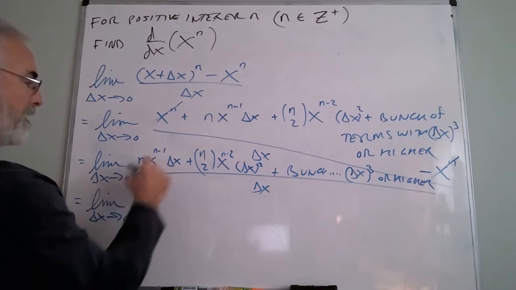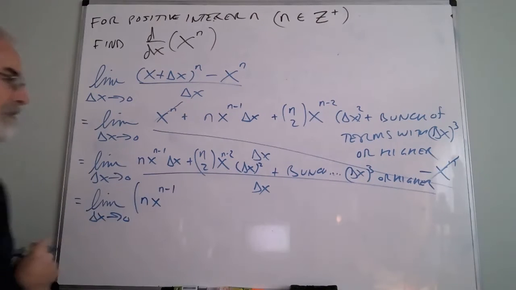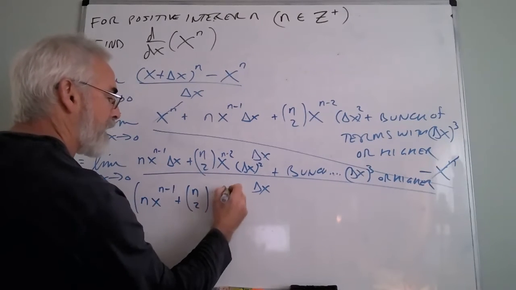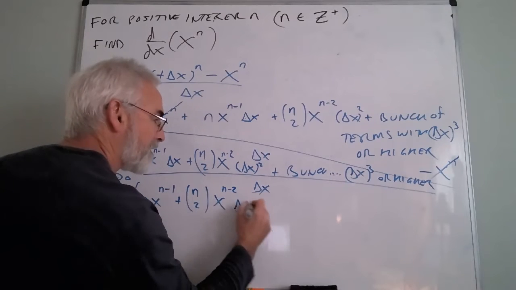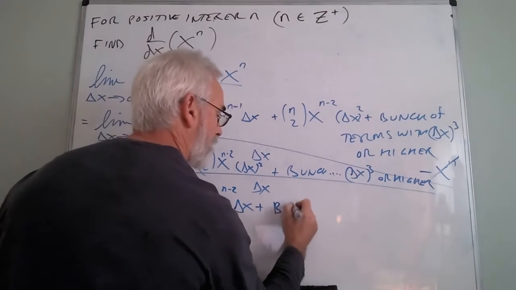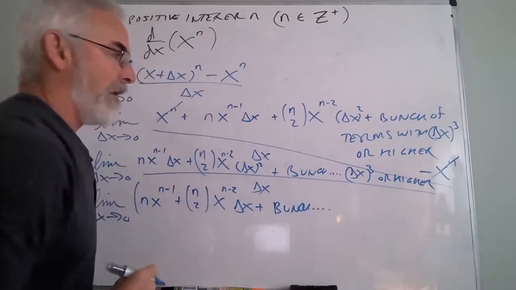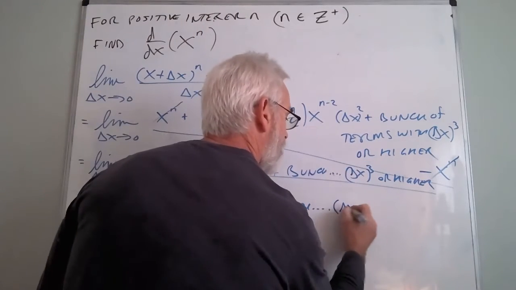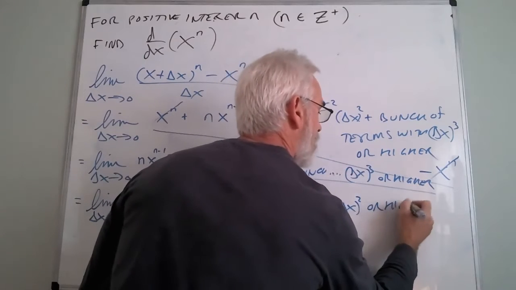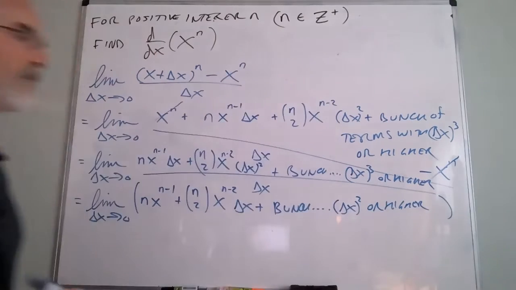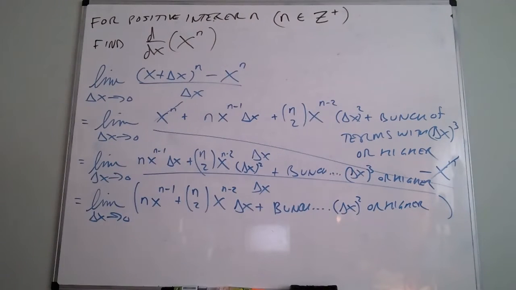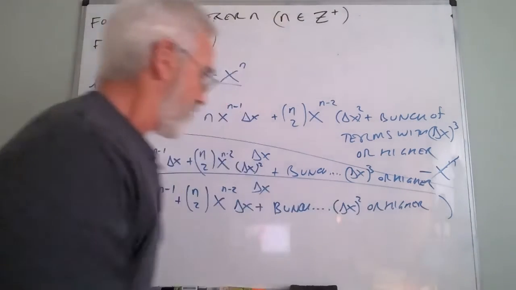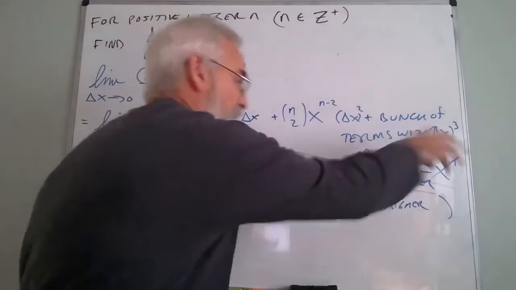what will I have here? n x to the n minus 1 plus n choose 2 x to the n minus 2 times a single delta x plus a bunch of terms, but no longer delta x cubed or higher. Now it would be delta x squared or higher. Okay, we're ready. The expansion of this gives me this.